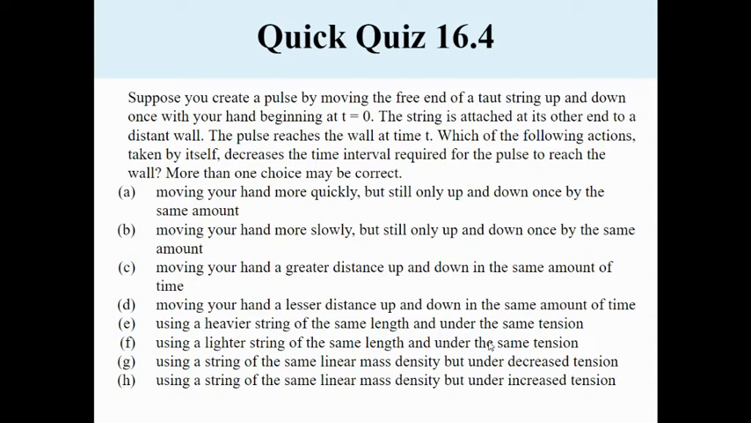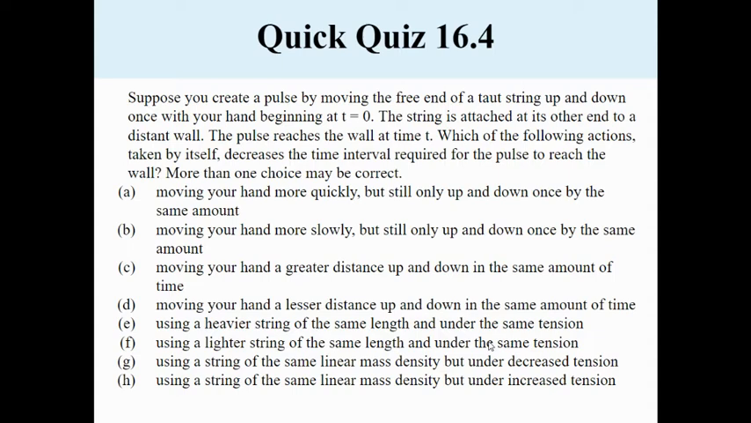And the question is, how do we decrease the time interval required for the pulse to reach the wall? So first off, let's look at the first four options. The first four options talk about moving your hand more quickly, but it's still only up and down by the same amount. The other three, B, C, and D, say moving your hand more slowly, moving your hand greater distance up and down in the same amount of time, and D says moving your hand a lesser distance up and down in the same amount of time. So A and B talk about moving your hand and effectively setting the frequency of the waves you're generating.